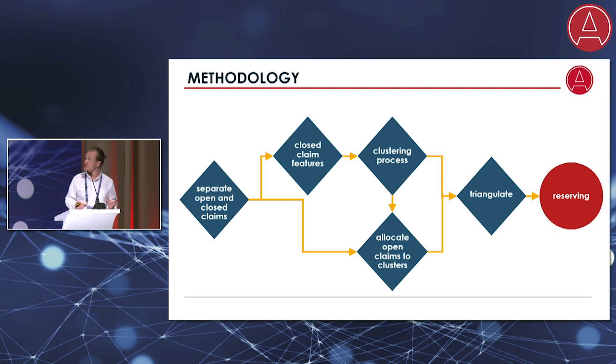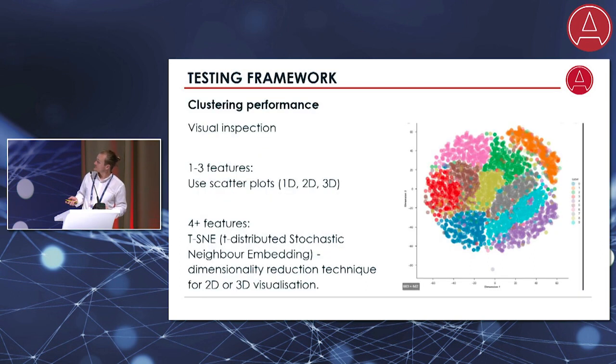How do we do that? First of all, how do I know if the clustering process that was employed is actually a good one? If you use one, two, or three features, you can just plot them in two or three dimensions and look at them visually. Does it actually look like homogeneous groups have been identified? But if you've got more than three dimensions, this is really tricky.